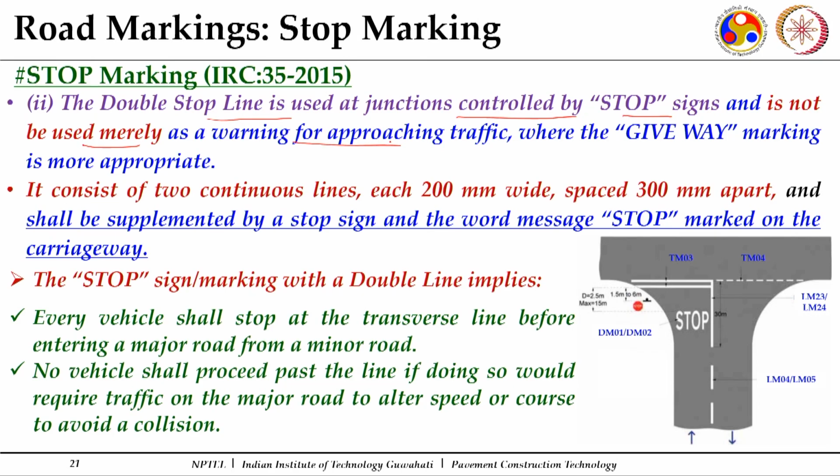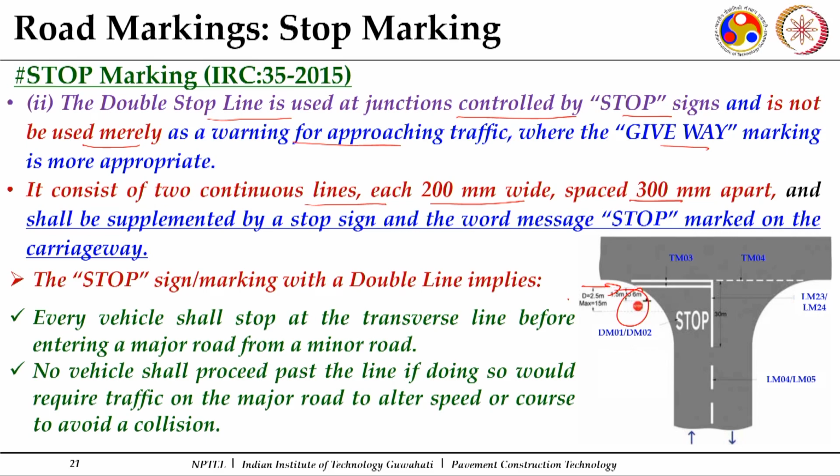It should not be used just as a warning, as in the case of your single stop line. So, where the give way marking is more appropriate, it is better to give the give way marking, which we will discuss in the upcoming slide. It consists of two continuous lines. You can see these are two continuous lines, each 200 mm wide, spaced 300 mm apart, and shall be supplemented by a stop sign.